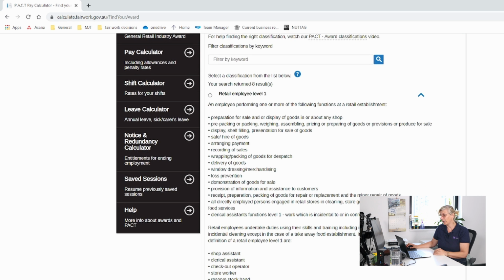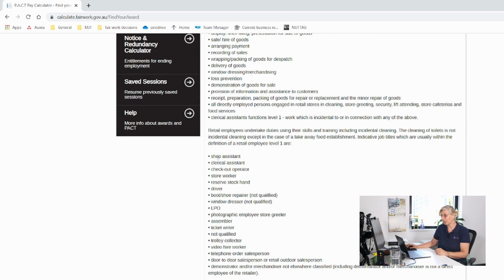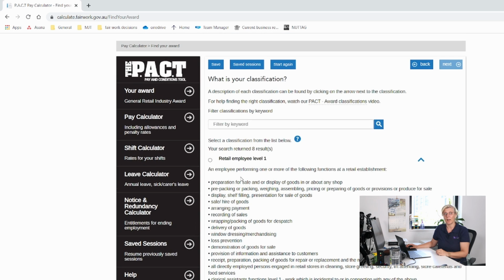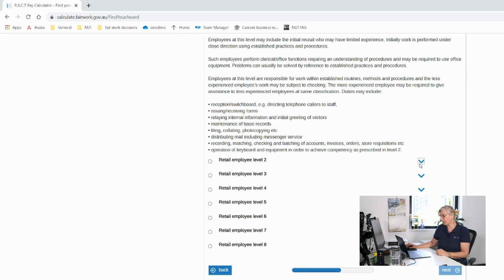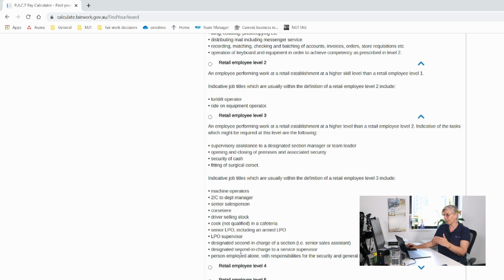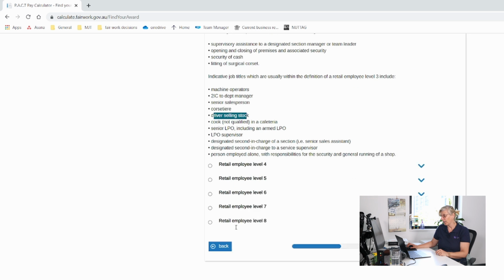If you are working in a shop selling clothes, sorry, if you are a shop assistant and you don't have to manage people, then it's likely you're going to be level 1. And level 2 is all those people, including forklift operator. So if you're a forklift operator, you already go to level 2. If you're in level 3, then these are some of the things. You might be a 2IC to the store manager. You might be a driver selling stock, and so on.